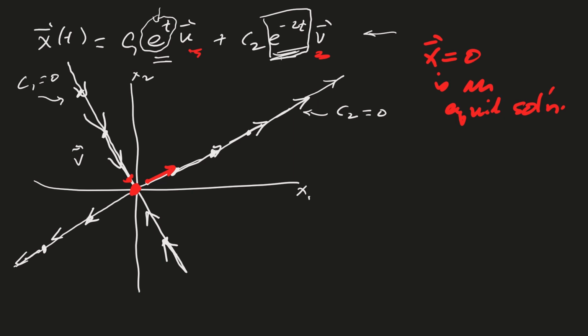Good. Okay, so this is what happens if we look only at u and only at v. Now suppose I take a look at other points. So for example, suppose I start right here. Can you estimate values of C1 and C2 for that?